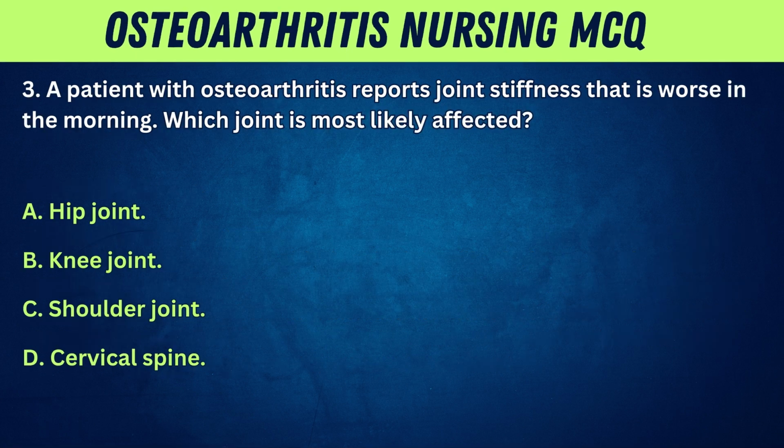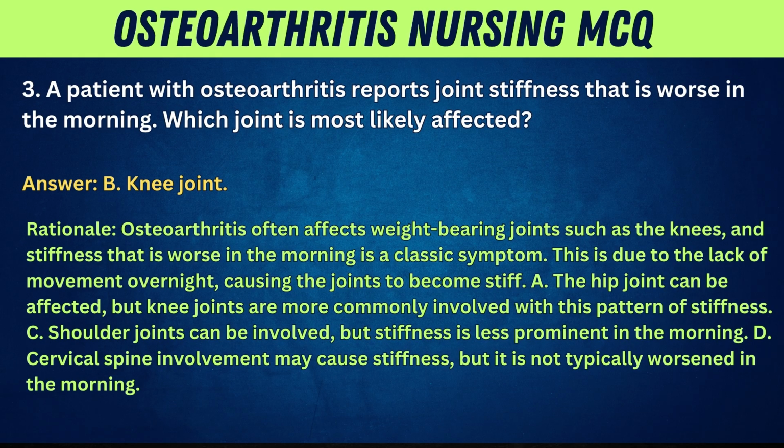3. A patient with osteoarthritis reports joint stiffness that is worse in the morning. Which joint is most likely affected? A. Hip joint. B. Knee joint. C. Shoulder joint. D. Cervical spine. Answer: B. Knee joint. Rationale: osteoarthritis often affects weight-bearing joints such as the knees, and stiffness that is worse in the morning is a classic symptom. This is due to the lack of movement overnight, causing the joints to become stiff.